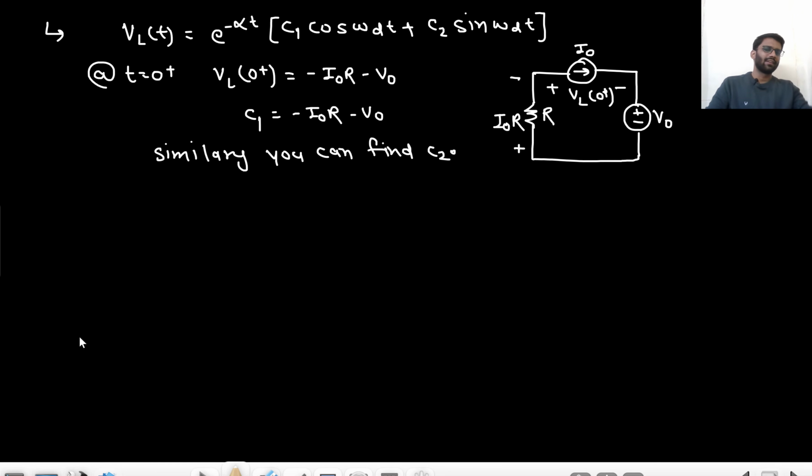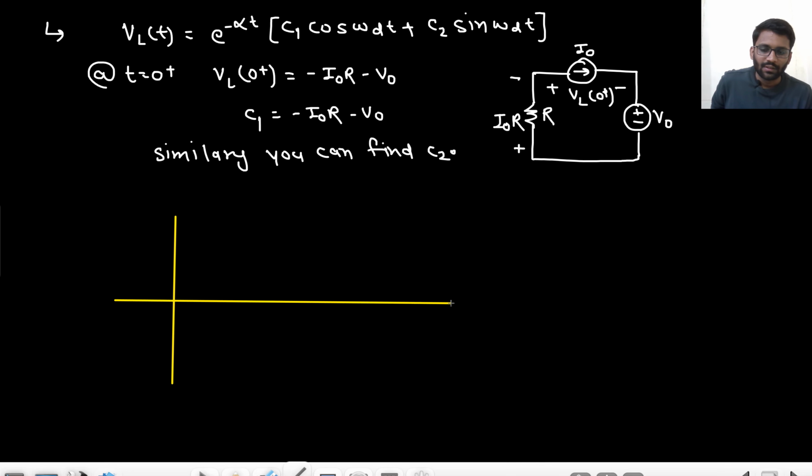And this will be the graph. It will start from a negative value and will go down to 0. Okay, so I guess I can draw the graph for v_L(t) as well. Let's just assume this is the value. It will start from this negative value.